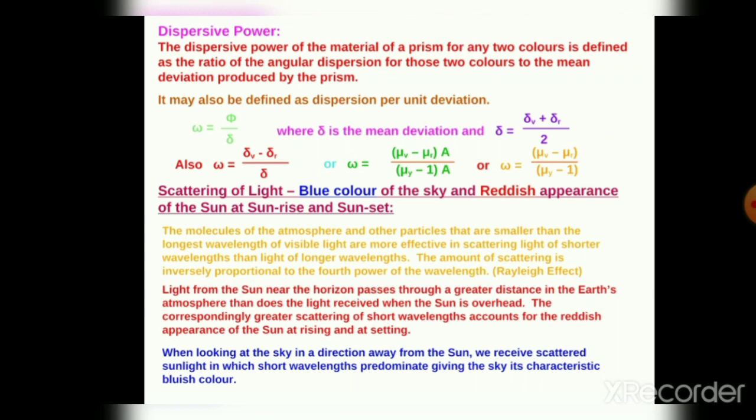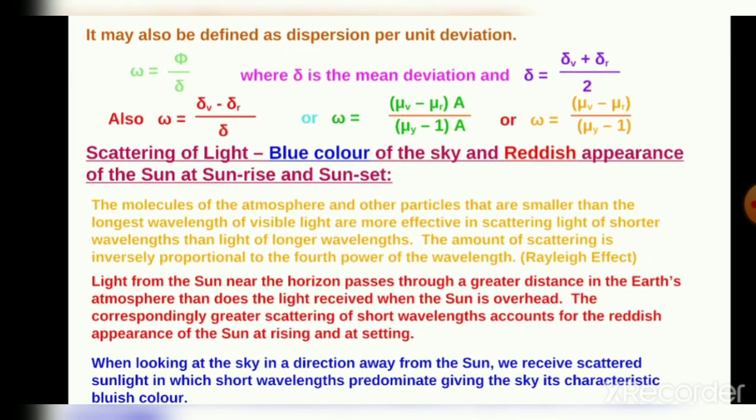The scattering of light, the blue color of the sky, and the reddish appearance of the sky at sunrise and sunset are examples of that. Molecules of the atmosphere and other particles that are smaller than the longer wavelength of visible light are more effective in scattering light of shorter wavelength than light of longer wavelength.